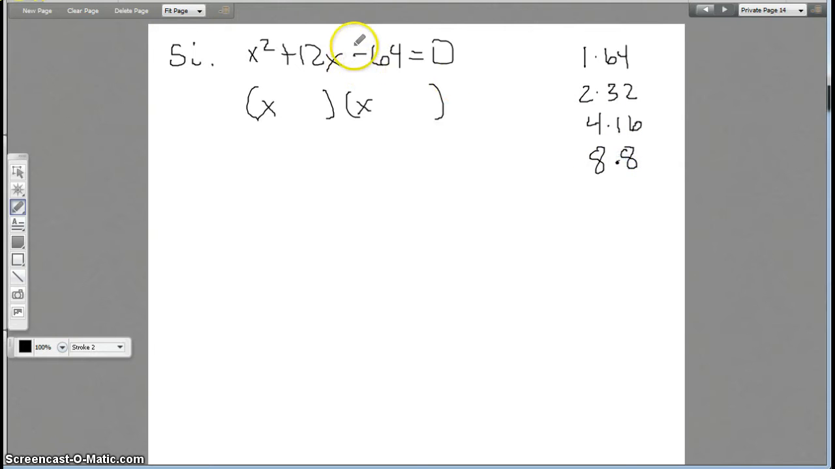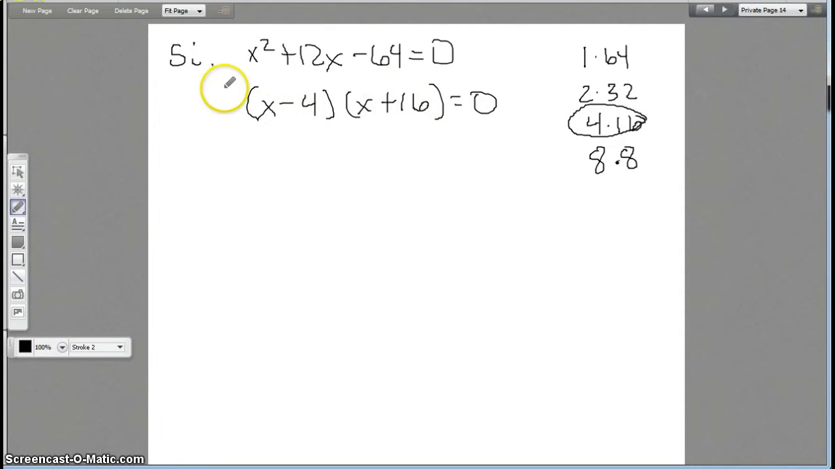Since this is a minus here, it means we need to find the difference, and the difference needs to be 12. Well, the difference between 64 and 1 is 63. The difference between 32 and 2 is 30. The difference between 16 and 4 is 12, so that's what we need. So 4 and 16 are the ones that we need. I'll go ahead and write them over here. And then the bigger one has to be positive because we have positive here. So the 16 is positive and the 4 is negative, and that will equal 0.